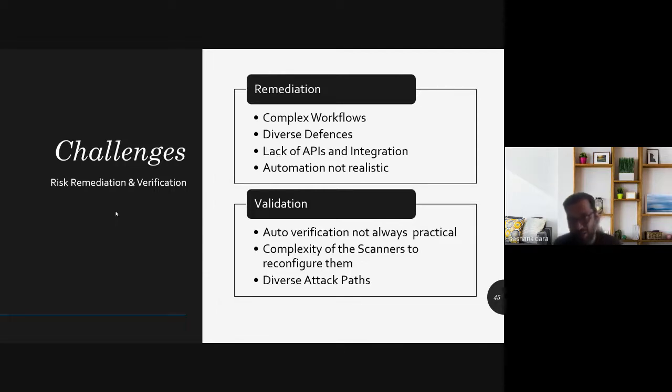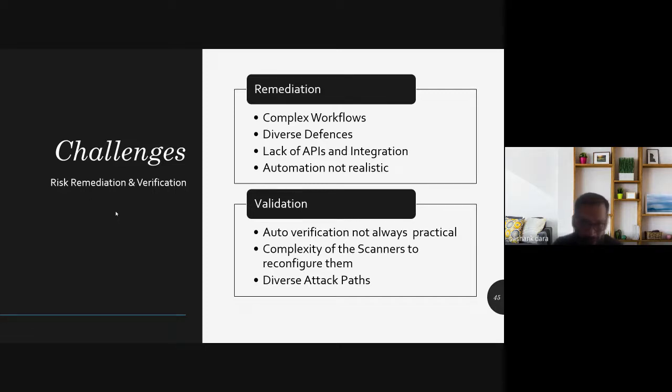So which is the best solution that they need to go and fix? And not almost all of them have APIs and integration possible. Automation is not realistic always, right? As an industry, probably we should, as researchers, come up with more ways of bringing all these things together.